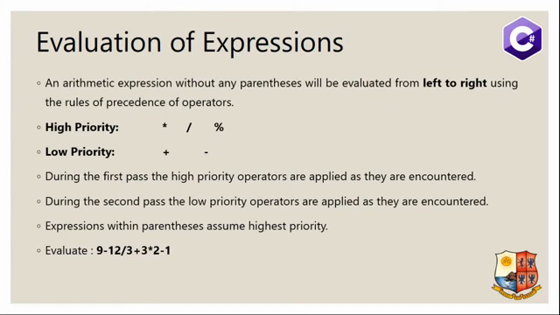So it will be 9 minus 4 plus 6 minus 1. So 9 minus 4. After that, it's only plus and minus, all these low priority operators. Then you just add them and you'll get 10 as the output. 11 minus 1, so you'll get 10 as the answer. So this is evaluation of expressions left to right using the rules of precedence of operators.